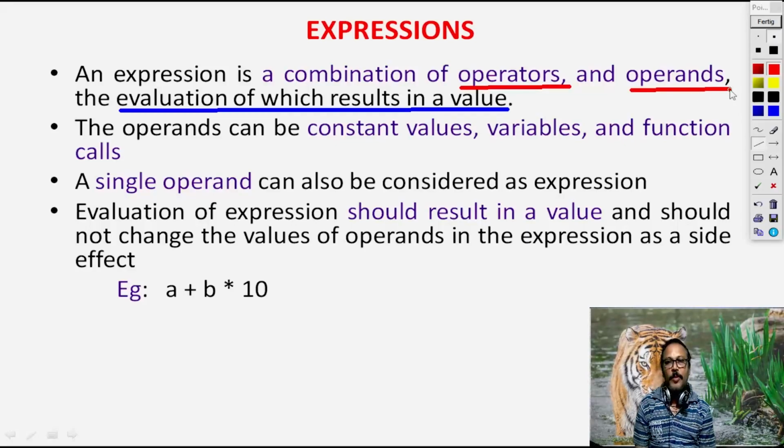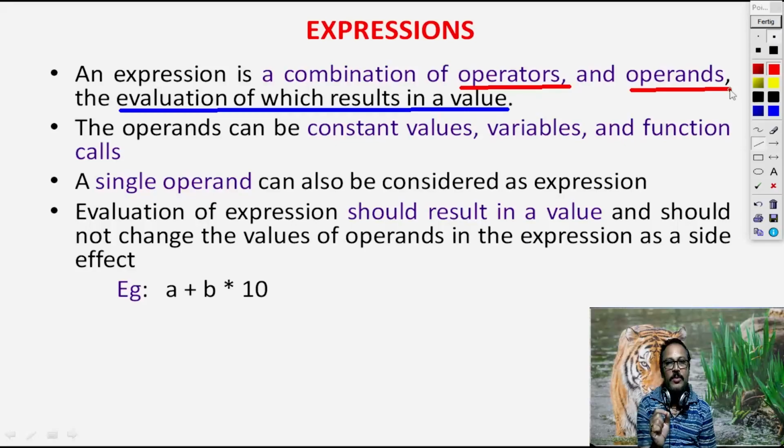Now, what are the operators? The operators are whatever operators are supported by the C language. We will see what they are. For the time being, you can just assume plus and star as the operators supported by the C language, which imply addition and multiplication. So you have different kinds of operators that you can use.